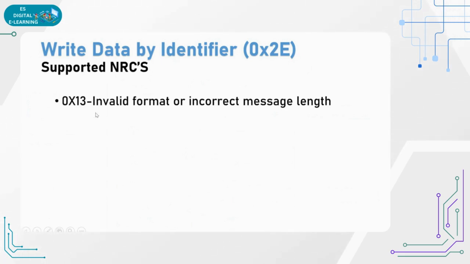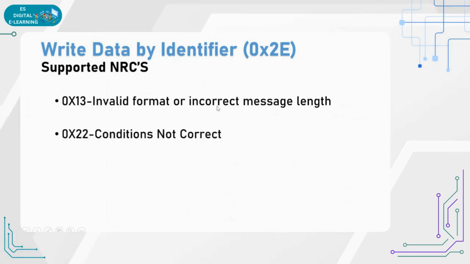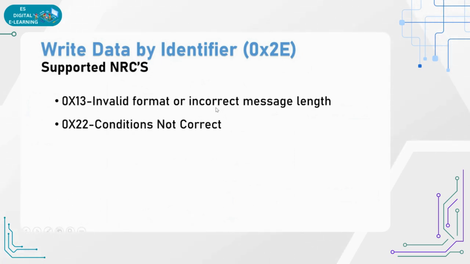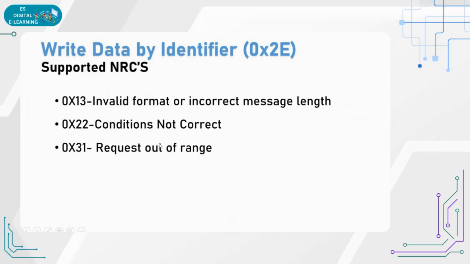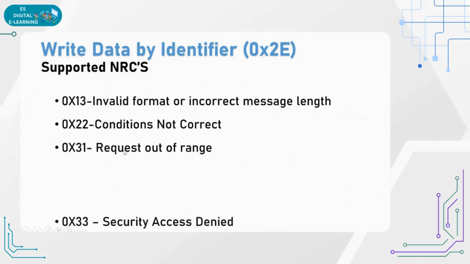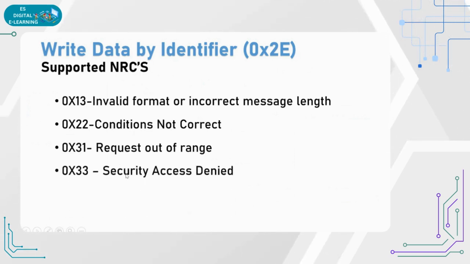So for 2E, to read and write, it will support 13, that is invalid format or incorrect message length. Next will be 22, condition not correct. Next will be 31, request out of range, and 33 is security access denied. Is it clear?